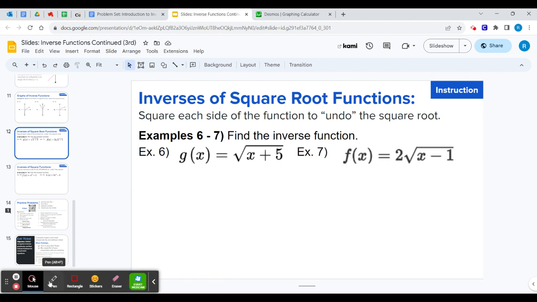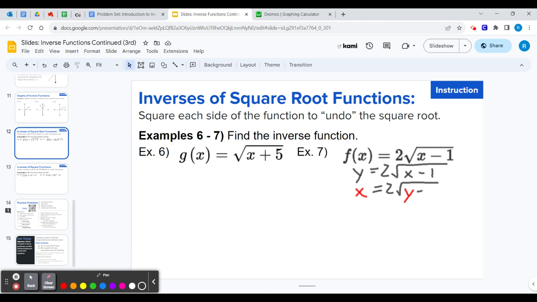Let's see how this shows up in example 7. Just a little more complicated because we have this 2 out in front of it that we need to divide away first. So first thing I'm going to do is set up y equals 2 times the square root of x minus 1. Then we want to do that swap, right? X and y get switched around. So x equals 2 square root of y minus 1.